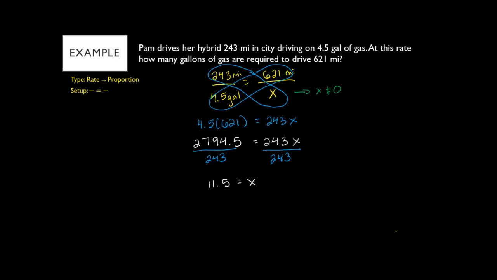So the question says how many gallons of gas. So this is the gallons of gas. In order to drive 621 miles, assuming that Pam's driving the hybrid the same way, she would need 11.5 gallons. It's always good practice to include your units there. Are there any questions? Okay.